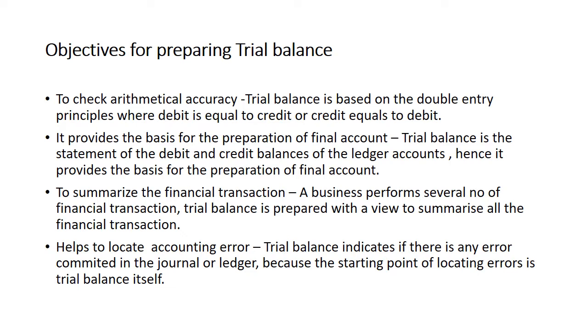Now to summarize the financial transaction. A business performs several financial transactions. Trial balance is prepared with a view to summarize all the financial transactions. It helps to locate accounting error. Trial balance indicates if there is any error committed in the journal or ledger, because the starting point of locating error is the trial balance itself.